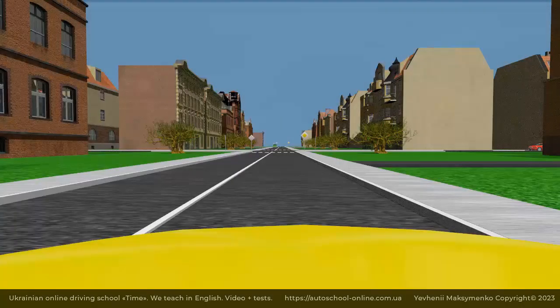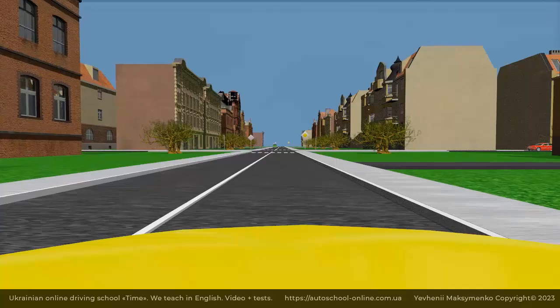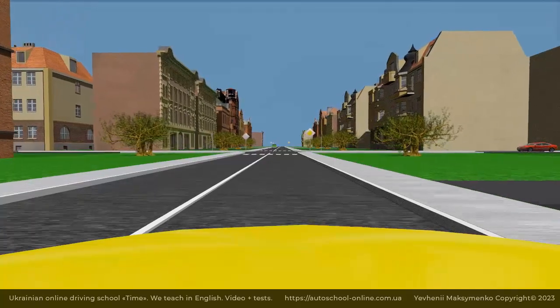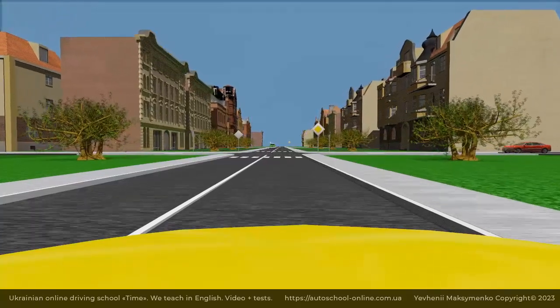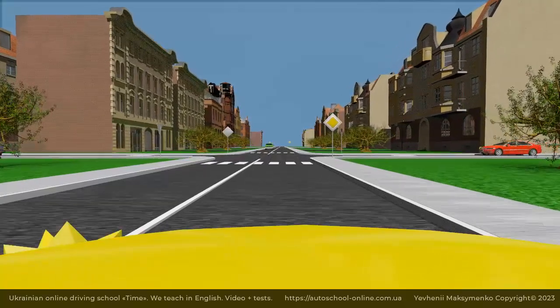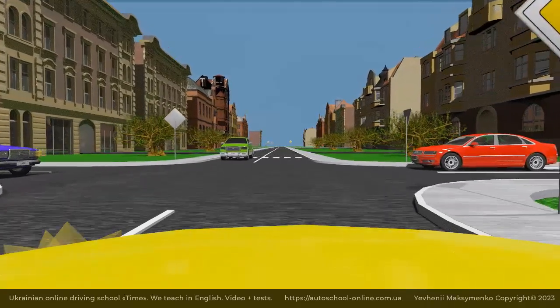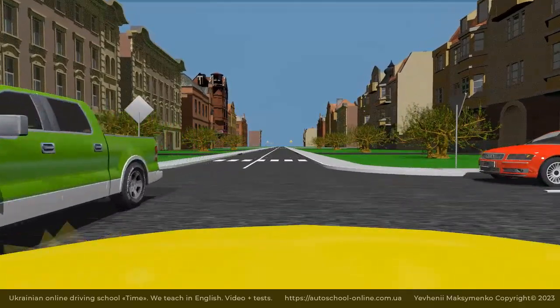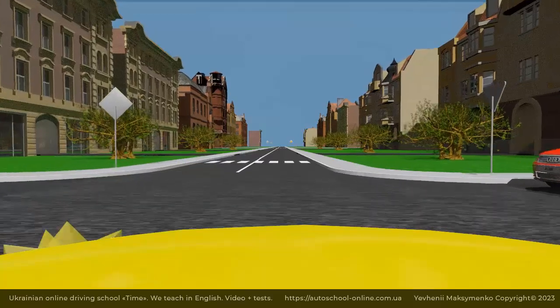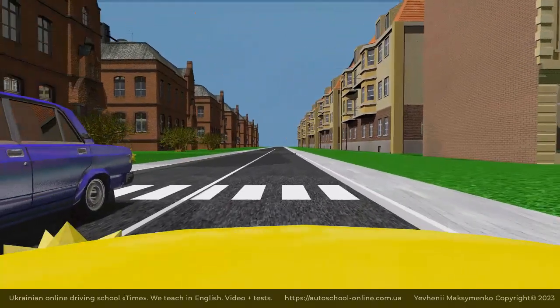Take the yellow car that is approaching the intersection on the main road and intends to turn left. Here, you need to give way to the oncoming green car driving straight ahead on the main road. He will be an obstacle to us on the right. Let him through and go through the intersection second.